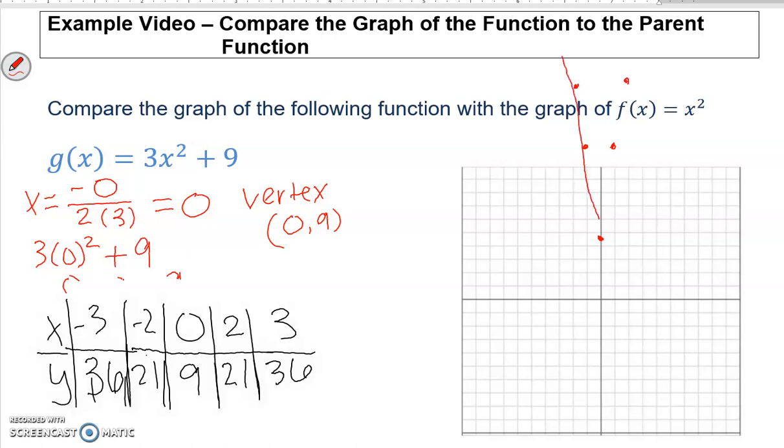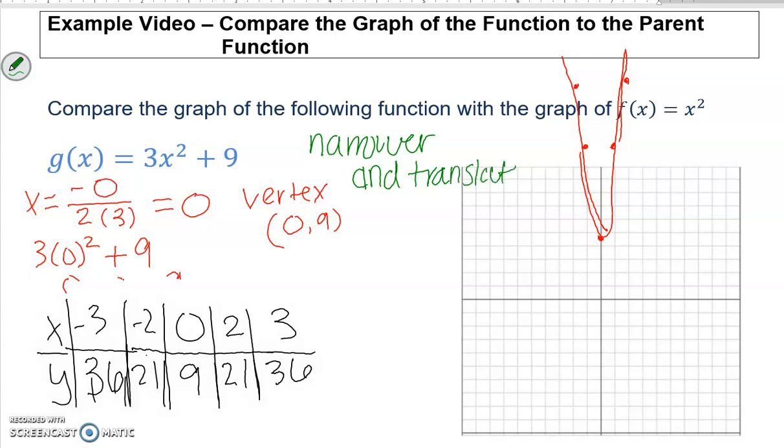So our graph is very narrow looking, and it is translated up 9 units. So narrower and translated up 9 units.